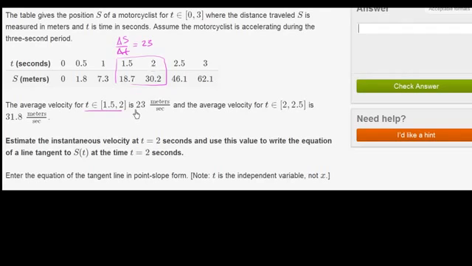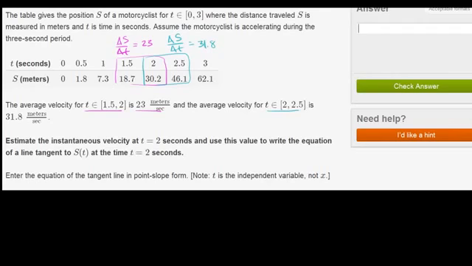So that makes sense. And then they tell us the average velocity for t between 2 and 2.5. So change in our distance over change in time, they say is 31.8 meters per second. And then they say estimate the instantaneous velocity at t equals 2 seconds and use this value to write the equation of a line tangent to s of t at the time t equals 2.